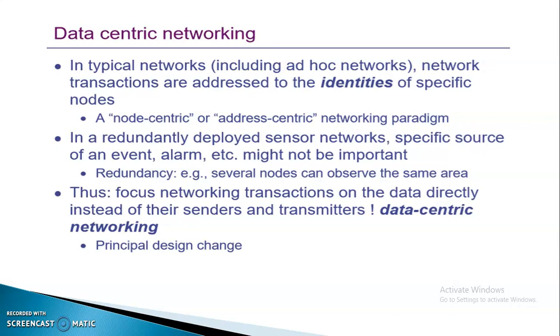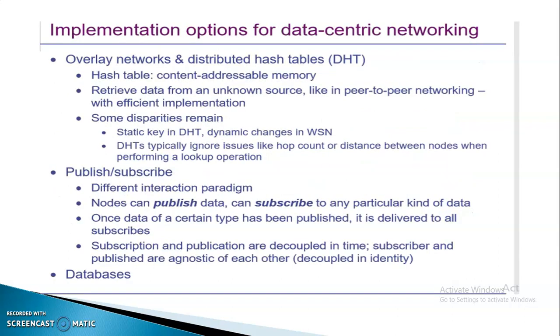If there are redundantly deployed sensor networks, then that has to be given along with some event. Then for focused networking transactions, they have to send information like the sender and the transmitter. So that is how data centric networking works. Then how it goes for implementation and operation.